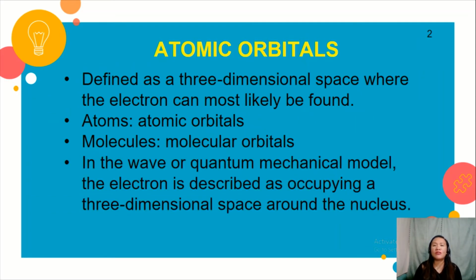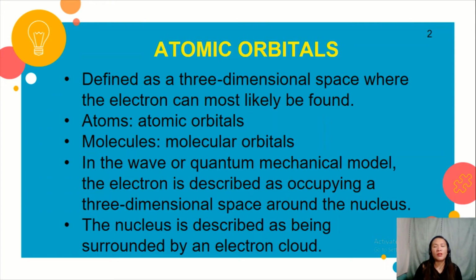Now, in a wave or quantum mechanical model, the electron is described as occupying a three-dimensional space. Again, where can we find this three-dimensional space? It is actually surrounding the nucleus. We may not be able to pinpoint the exact location of the electrons, but we know that they are somewhere in the three-dimensional space. Now, the nucleus is also described as being surrounded by an electron cloud. Again, the electron cloud is most likely where the electrons are found.